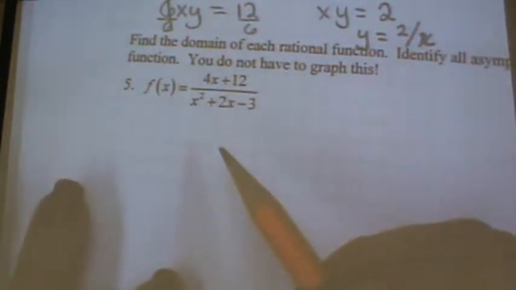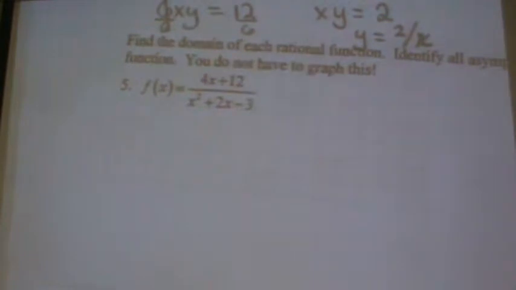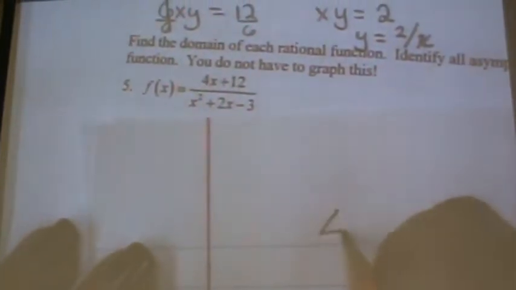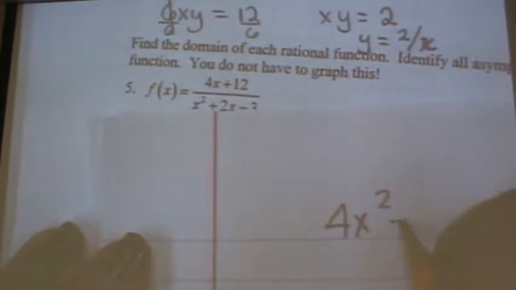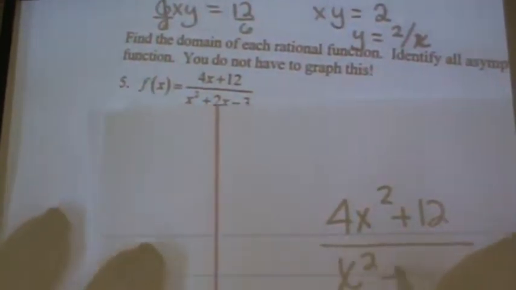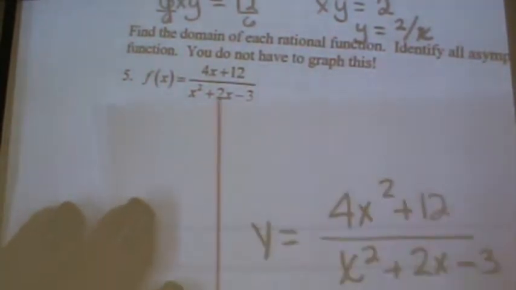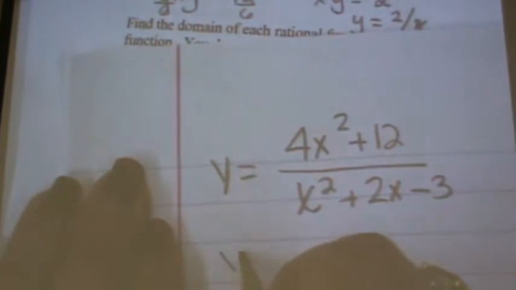What if the degrees were the same? It's going to be y equals 1. I'm hearing y equals 1, but that's not correct. What if this said 4x squared plus 12 over x squared plus 2x minus 3? What would your horizontal asymptote be? Y equals 4. Good, it's 4 over 1.